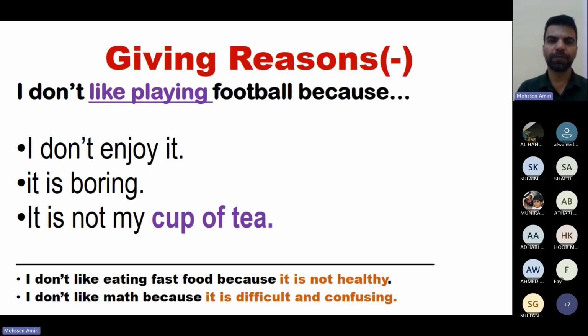So you need to know how to give reasons. And when you don't like something, again, you need to know how to give reasons. For example, what your friend Shahad said: I don't like watching movies because I don't enjoy it. The word enjoy, you should know at least. Because I don't enjoy it. Or because it is boring. Playing football, because it is boring.